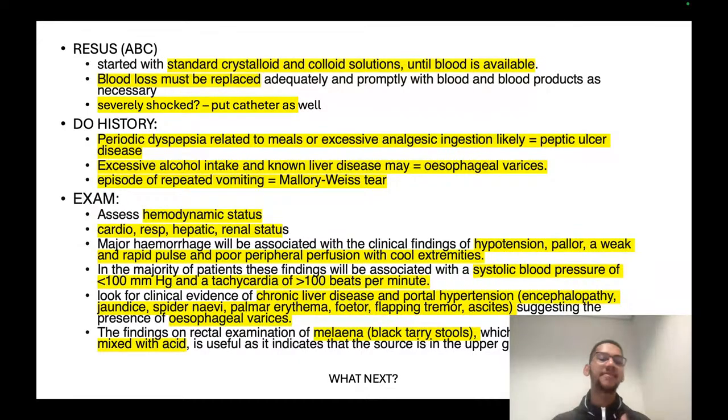We need to look for clinical evidence of chronic liver disease and portal hypertension. Encephalopathy may be in the later stages, jaundice, yellow sclera, or even yellow palms as well, spider nevi, pedal edema, flapping tremor, and ascites as well, which definitely suggests the presence of esophageal varices. You'll also want to do a rectal examination, check for melena or black tarry stools, which suggest an upper GI bleed. The melena is formed by blood mixed with acid and indicates that the source is in the upper GI tract.